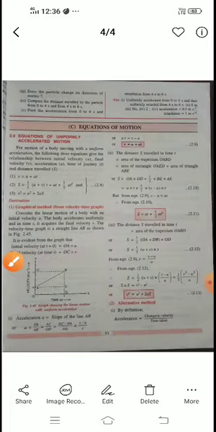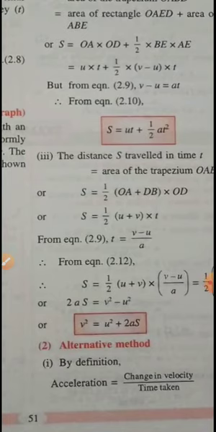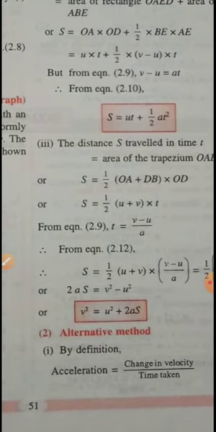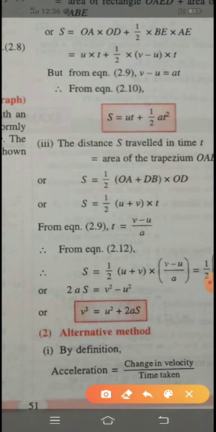Now let us try to obtain them using formulas. First one is the formula method. Acceleration: what is acceleration? Change in velocity by time taken. By looking at your graph, the velocity is changing from u to v. Therefore a is equal to v minus u divided by t. So at is equal to v minus u, and at plus u is equal to v. Finally we got our first set of equation.